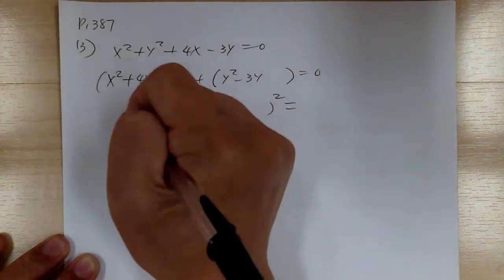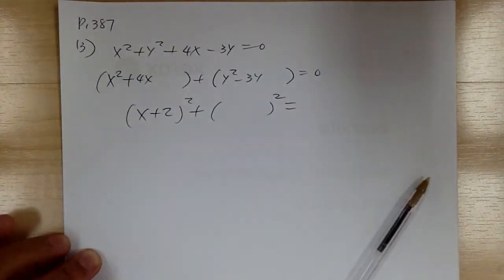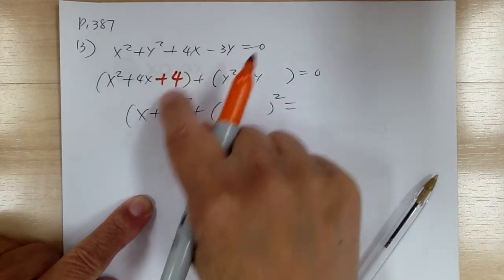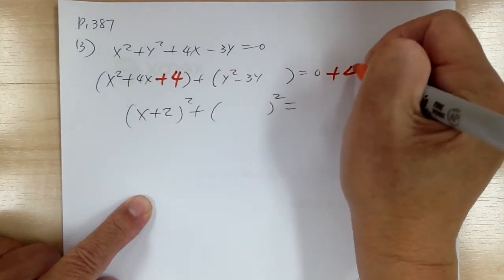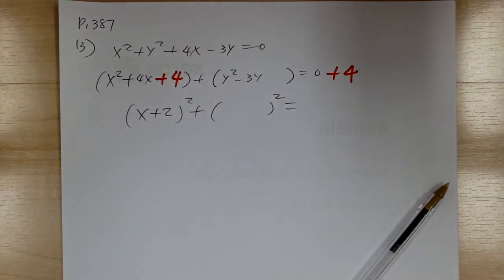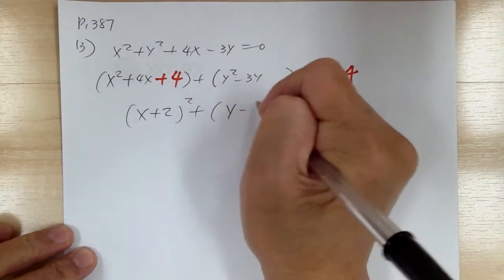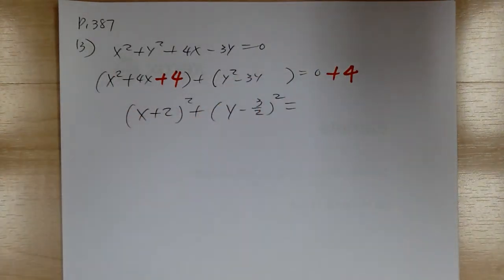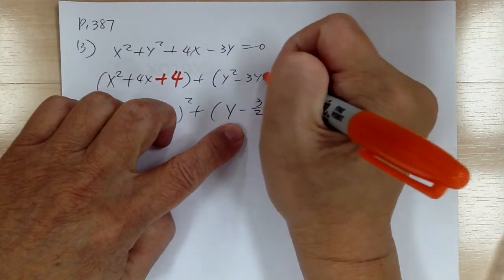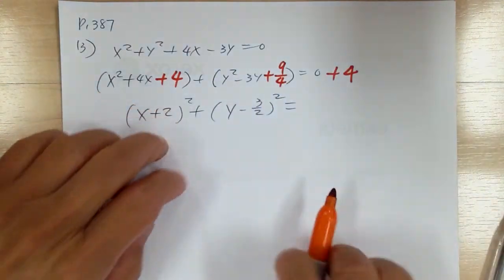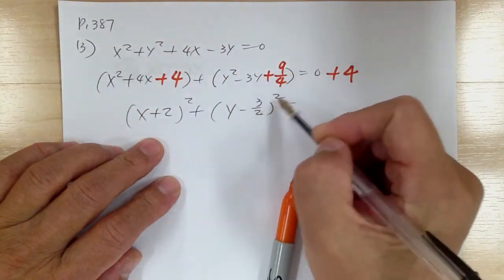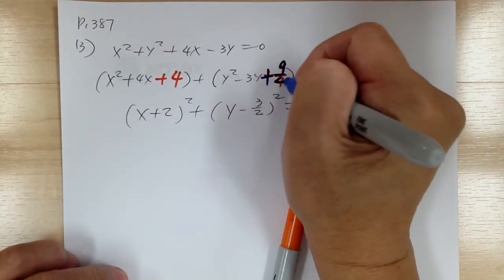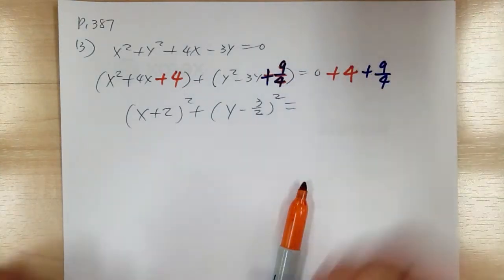From here, you're going to get x plus 2, right? So you need to get plus 4. In order to get from here to here, you need to have a plus 4. And then from here, you're going to get y minus half of that, which is 3 over 2. To get from here to here, you need this number squared, so you need plus 9 over 4, right? Again, 3 squared gives you 9, 2 squared gives you 4. Plus 9 over 4.